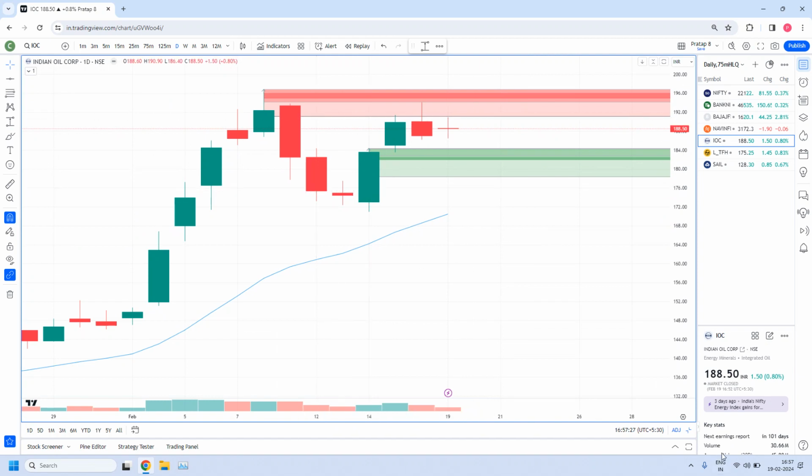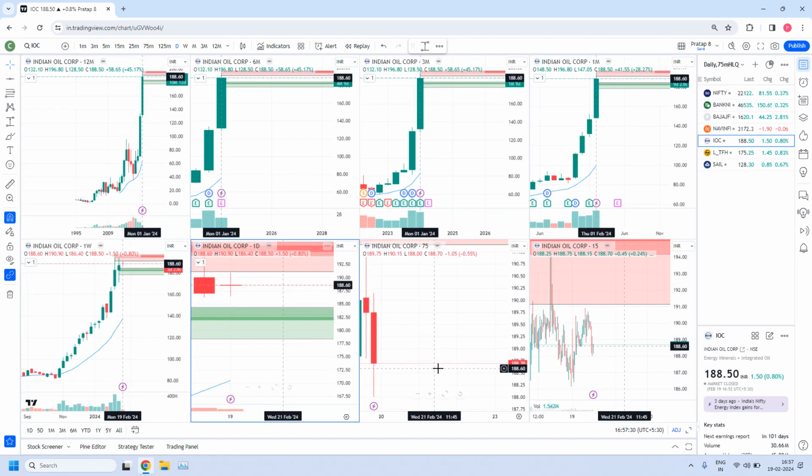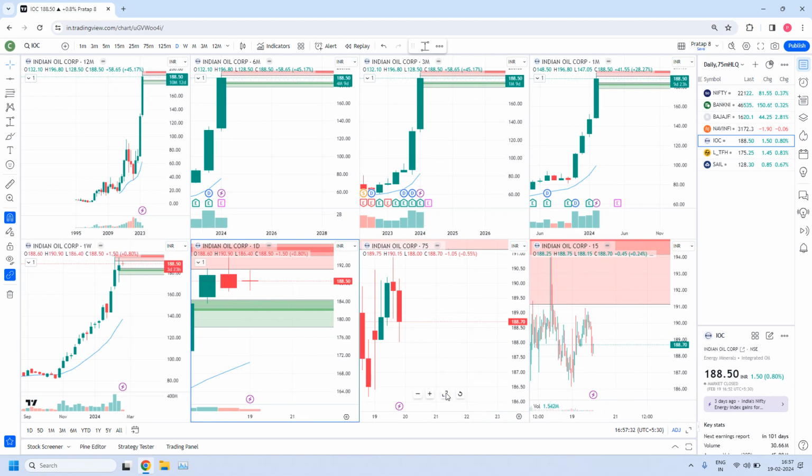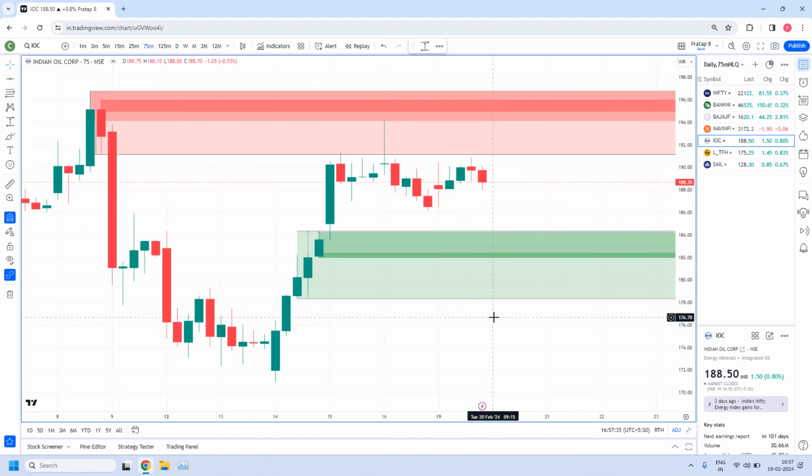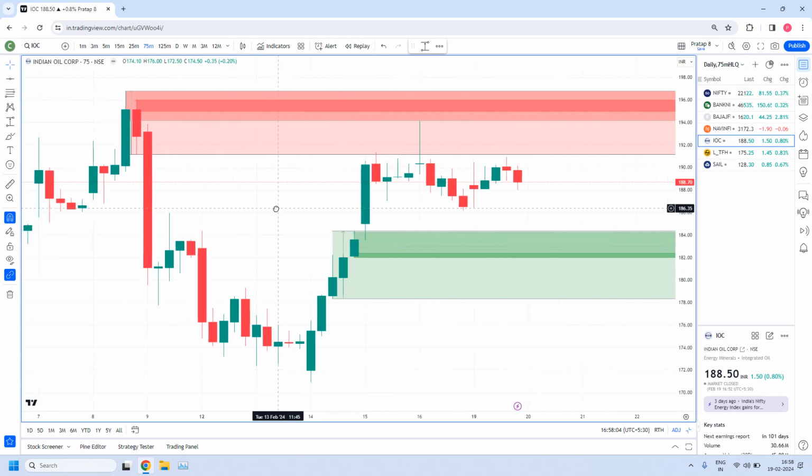And IOC is a 75 minutes demand zone. It is a 75 minutes demand zone. We have a rally, 3 base candles and a rally. This is where the price closed. But above that, there is also a supply zone, rally base. That means both are high liquidity zones. This is a high liquidity demand zone, this is a high liquidity supply zone. So wherever we get the trading opportunity, we can plan a trade. That was the intention behind this.